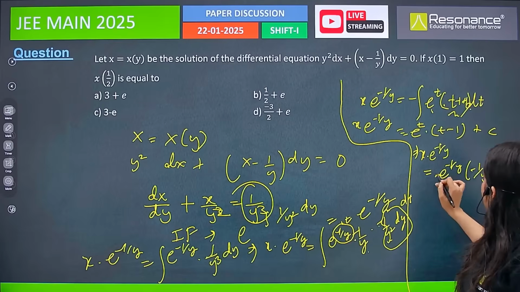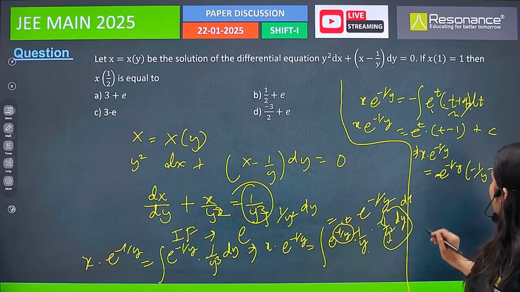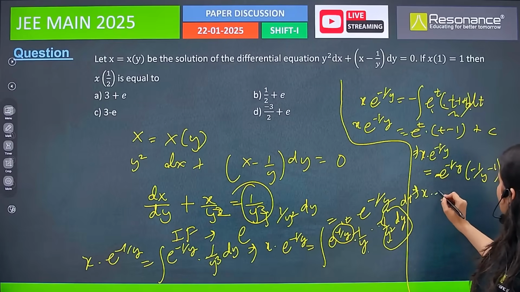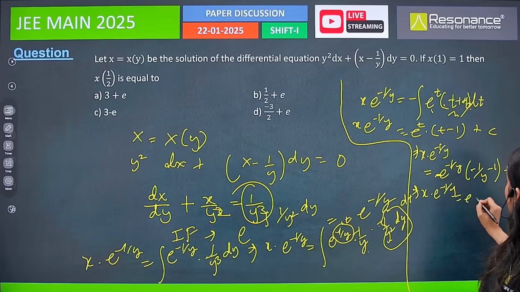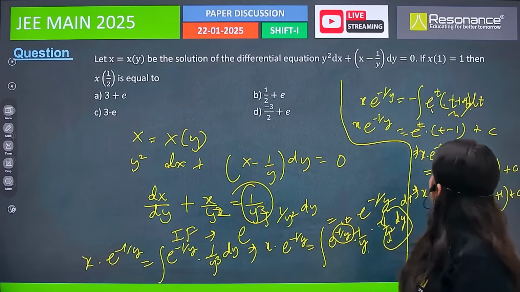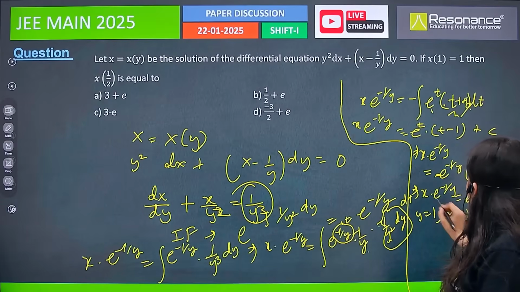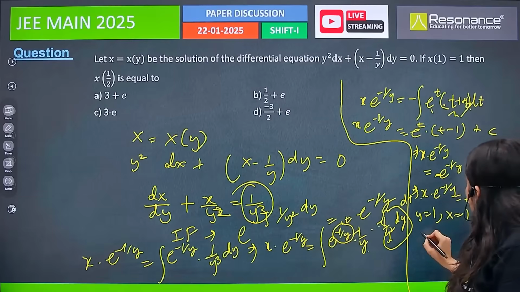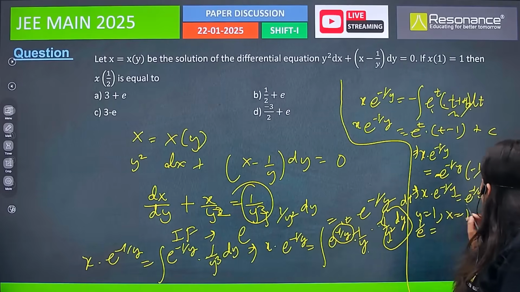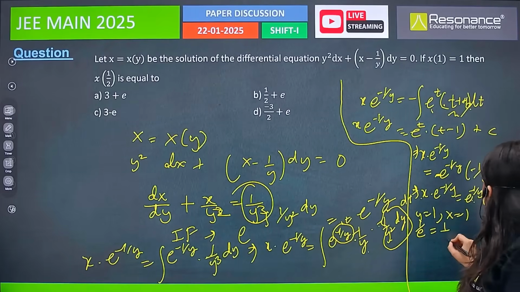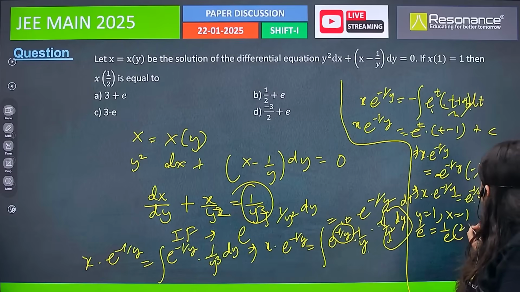I will take this minus sign inside. Both of these terms will become positive. So x into e power minus 1 by y is equal to e power minus 1 by y plus 1 plus c. Now let's get the value of c. x of 1 is 1. That means if I put y equal to 1, x will also be 1. So 1 into e power minus 1, 1 by e, is equal to 1 by e into 1 plus 1, 2, plus c. So c equals minus 1 by e.